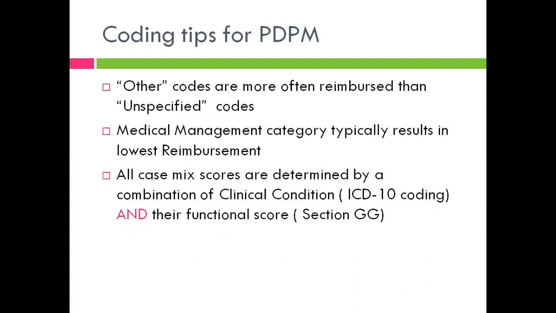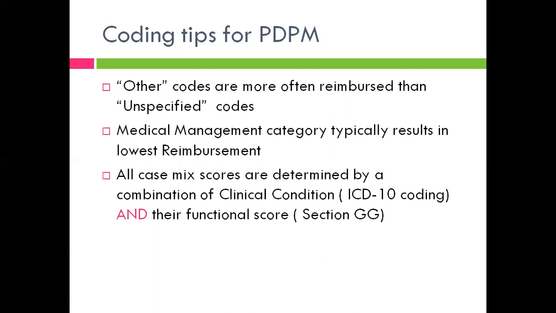Coding tips for PDPM then: other codes, when you read through the descriptors and it says other, those codes are often more likely to be reimbursed than the unspecified codes. The medical management category typically results in the lowest reimbursement, and that may be what it is. But again, if we can find something more specific or be more detailed with our chart reviews, we might find information that could bump them from that medical management category to something that's either neurological or orthopedic in nature, and those might result in some higher reimbursement categories.